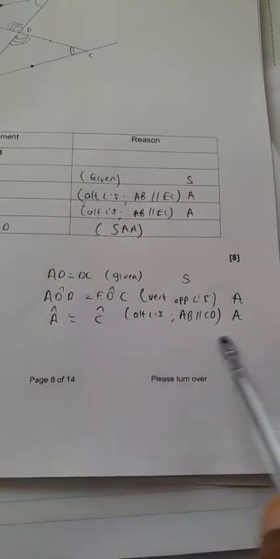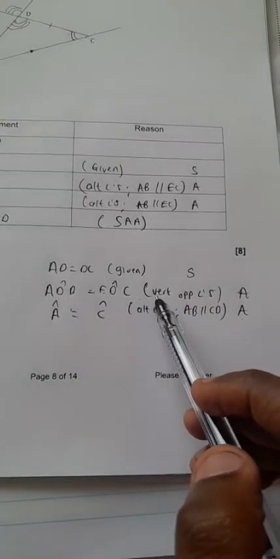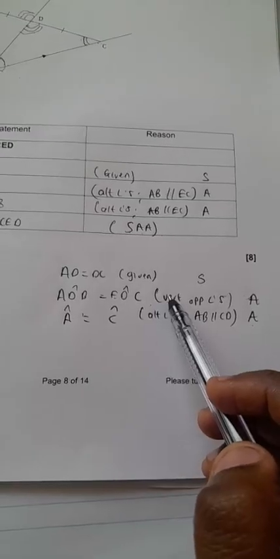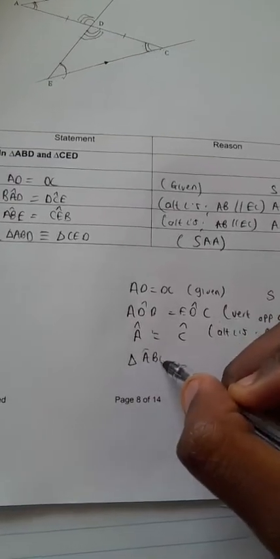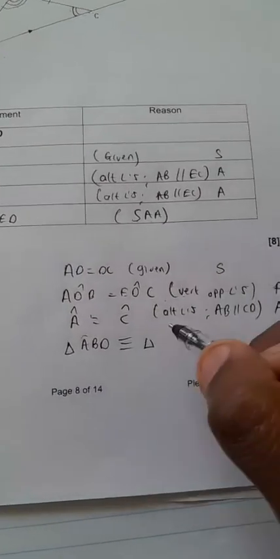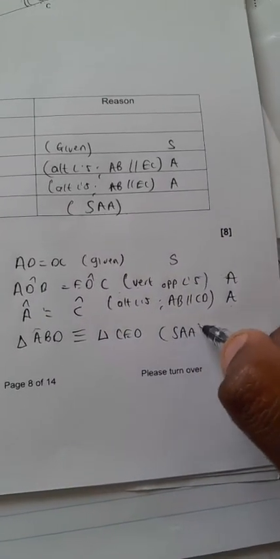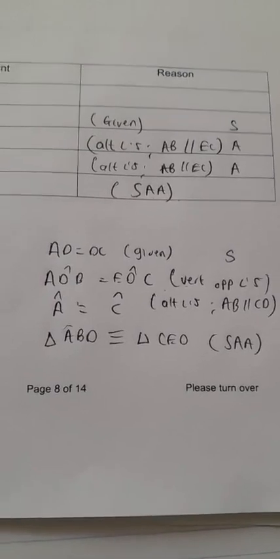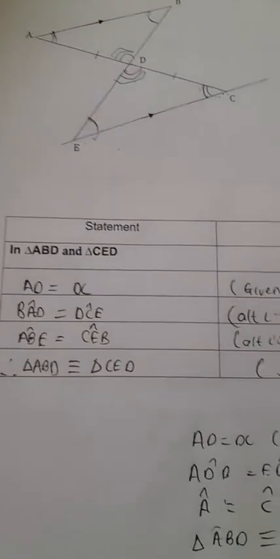S-A-A. So here's another situation where we've identified a slightly different statement, one of which said we have identified vertically opposite angles, and then we were able to ultimately use this case and then say triangle ABD is congruent to triangle CED, and the case SAA. Boom! Another case of congruency proved. Okay, so this is basically me saying to you there are many ways to kill a sweet cat.